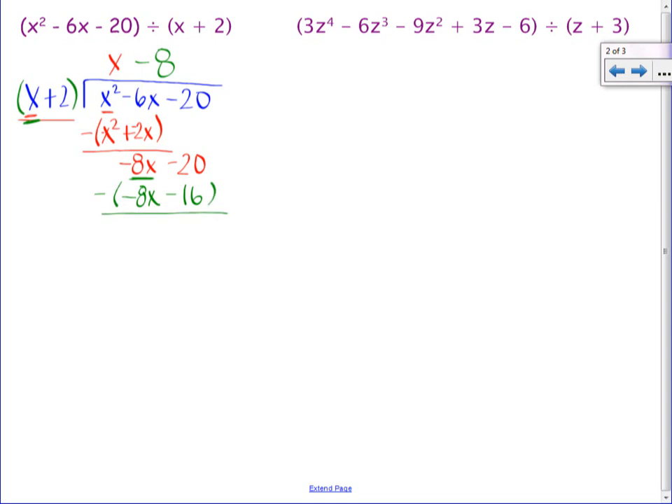Now remember, we have to subtract everything that we just wrote down. So when we get our number here, what do we have? Negative 4. Remember, we're subtracting, so this negative 16 turns positive. Then when we put negative 20 and positive 16 together, we've got negative 4. Is this our remainder? No. This is our remainder right here at this point. Okay, so we've got a remainder of negative 4, or you can write it as negative 4 over x plus 2. Either one works.